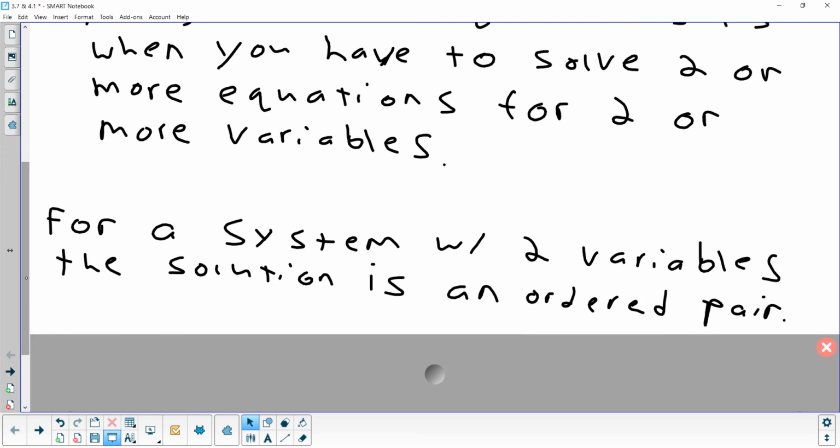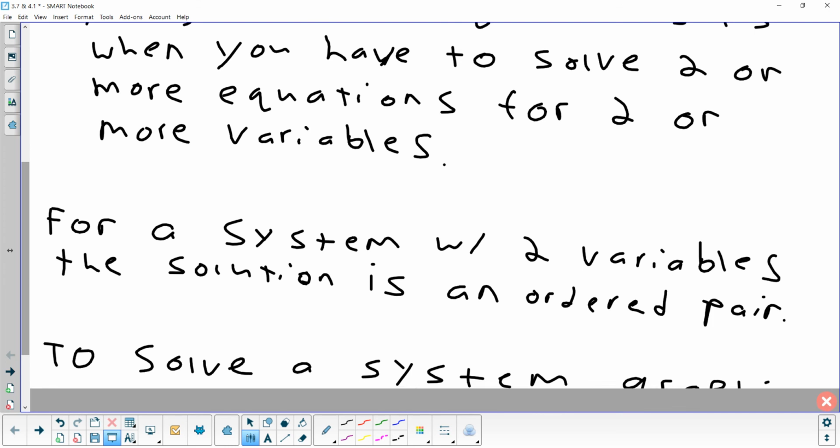Remember, when you write your solution to a system, especially if you just had 2 variables, the answer is a coordinate. When you solve a system, you have to tell me an x and a y value. If you only tell me x, then you've only solved for 1 variable. You haven't solved for the other one.